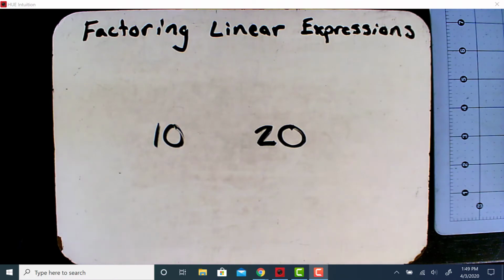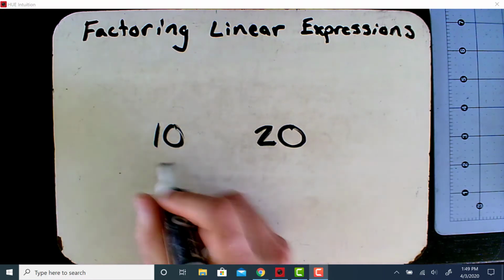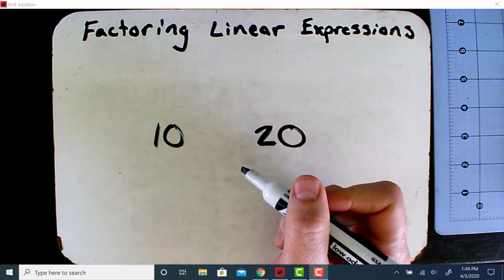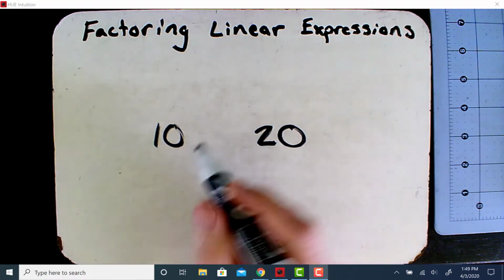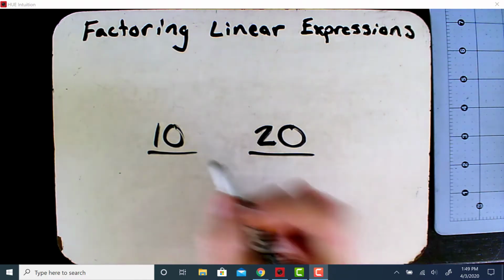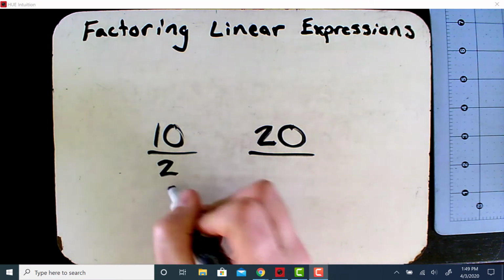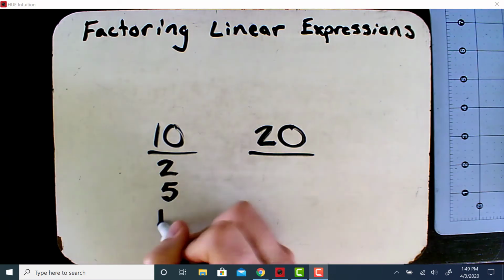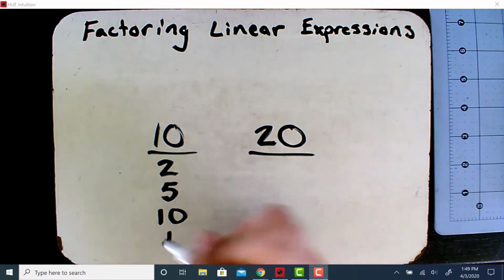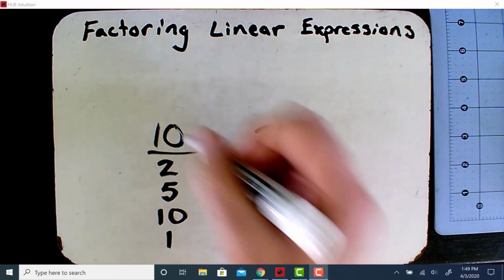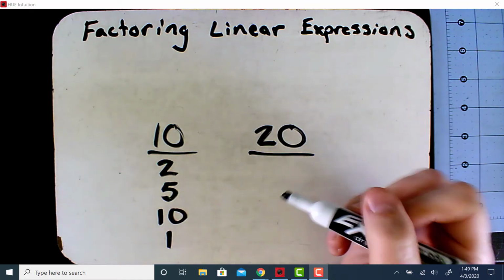Now, factoring is something that we've actually done in the past. For example, in the past we've had numbers like 10 and 20, and we've asked what is their greatest common factor, or what are the factors of 10 and 20. So I would list all the numbers that can be multiplied to make 10. So we've got 2, we've got 5, we've got 10. Oh, and I forgot 1 as well. These are all numbers that can be multiplied to make 10, so they are factors of 10.